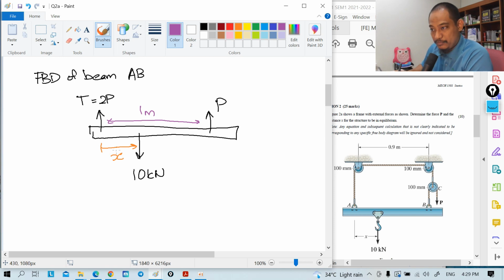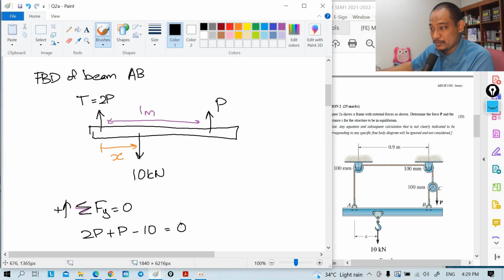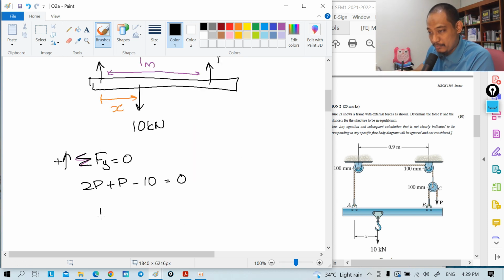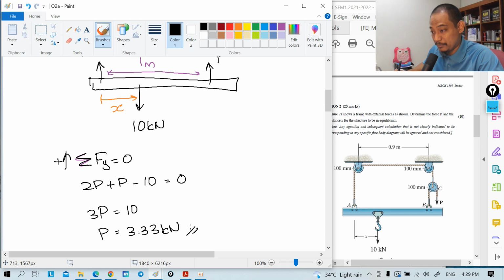So if we want to compute, summation of Fy equal to 0, taking positive upwards, we have 2P plus P minus 10 equal to 0, meaning 3P equal to 10, P equal to 10 divided by 3, which is 3.33 kilonewton. So that's the answer for P.